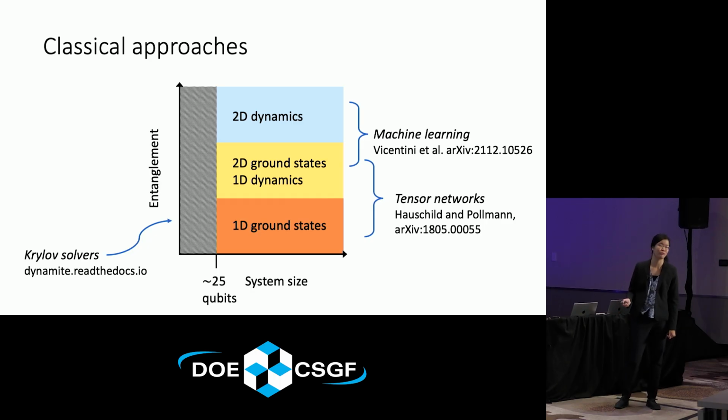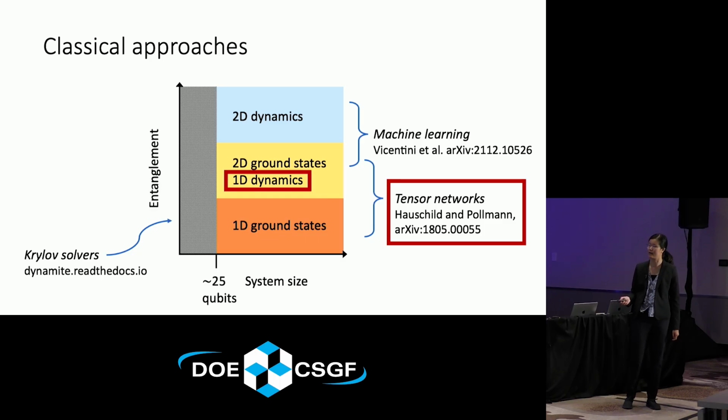And I've organized things where the y-axis is increasing entanglement, or roughly how challenging a problem is to simulate. So we can split things up in terms of the spatial dimension, where for 1D ground states and 1D dynamics, tensor networks are the state of the art. Meanwhile, as we go toward 2-dimensional ground states or 2-dimensional dynamics, a combination of tensor networks seen here or machine learning methods tend to be widely used. So in the talk, I'll be mostly going over dynamics in 1D systems, as well as relying on tensor networks.